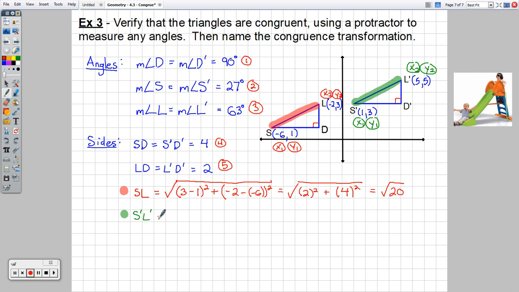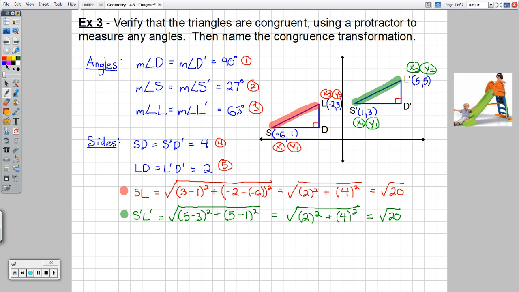S prime L prime is going to equal the difference in my y's squared, so that's y2 minus y1, 5 minus 3 squared, plus the difference in my x's squared, 5 minus 1 squared. And that, would you look at that, it's the same thing, 2 squared plus 4 squared. And that's what we expected, because we thought that they appeared congruent, and now we've shown that they actually are congruent. So these are the same.